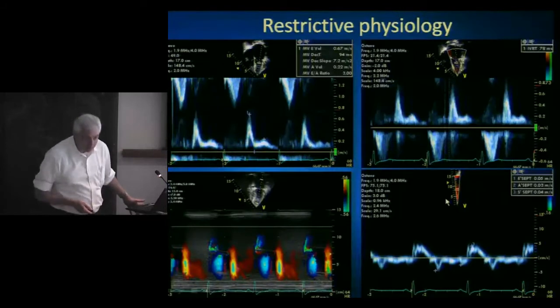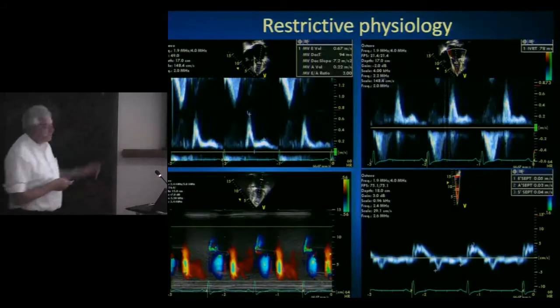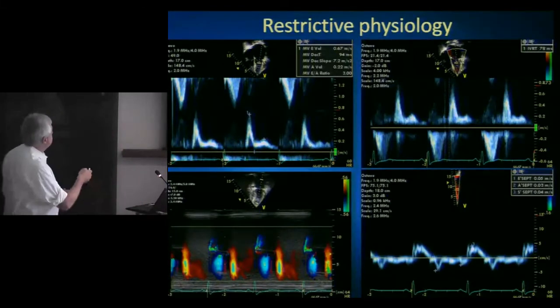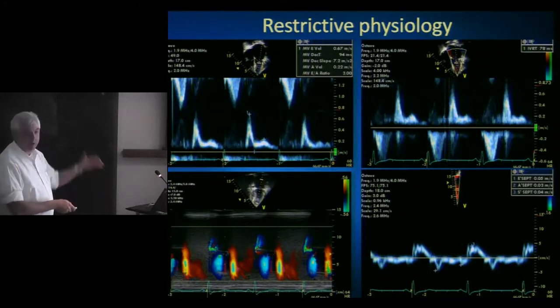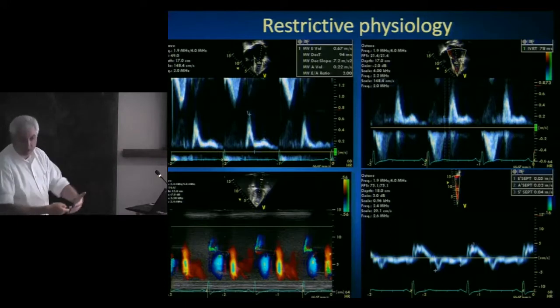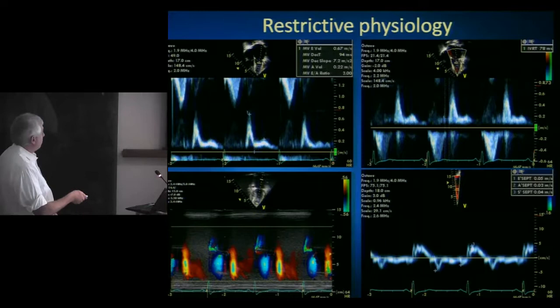Anyway, it was normal, it looked normal, but if you look at the tissue Doppler and the Doppler patterns, you can see this is your mitral inflow. You've got a high E to A ratio, you've got a very short deceleration time. This is typical of a restrictive pattern rather than a hypertrophic relaxation abnormality. If you look at the tissue Doppler, it's very abnormal with low velocities.